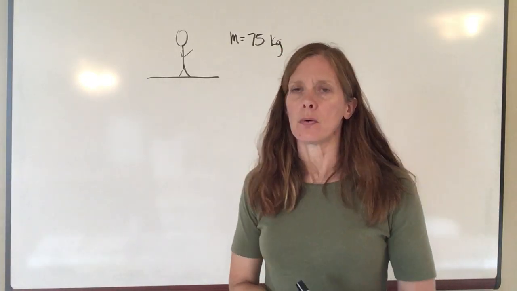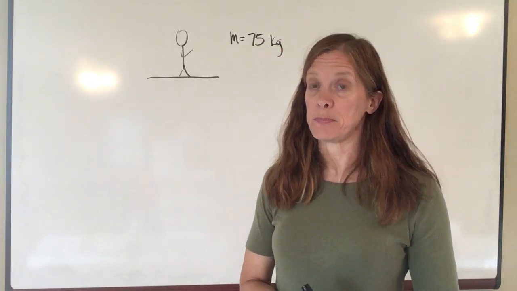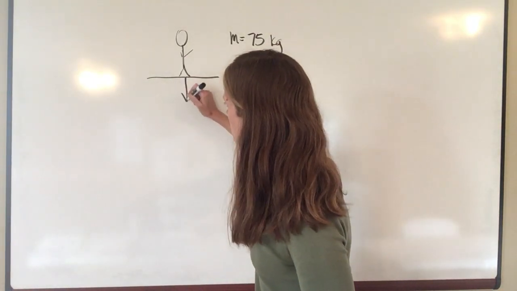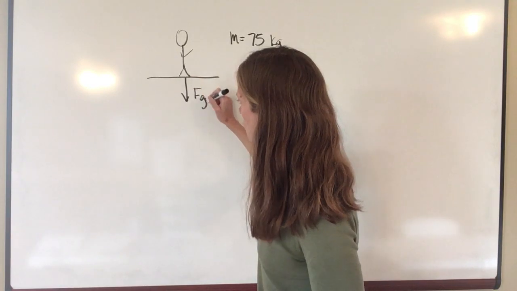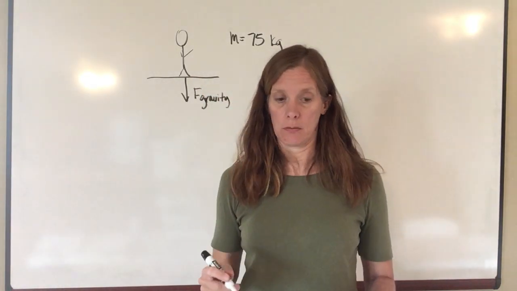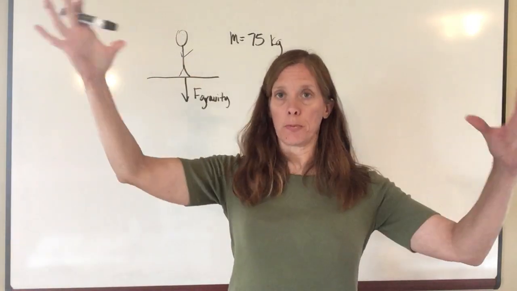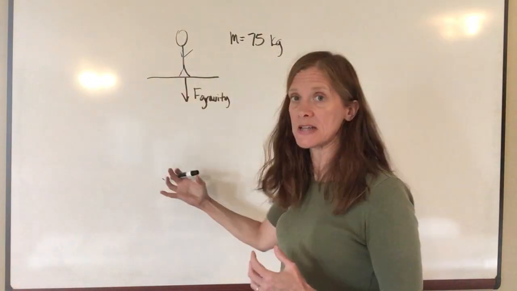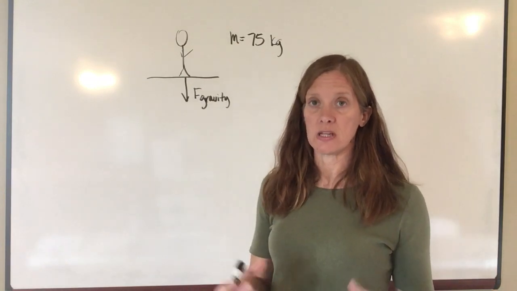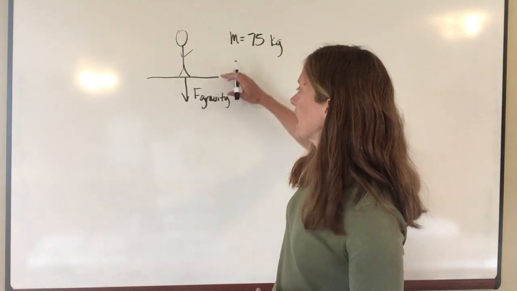Now, we also know that because he's on the earth, he is being acted upon by gravity. Gravity is pulling him down. He's standing on the floor. He's not floating up around the room, right? So we know gravity is acting on him, as gravity acts on anything that's within its range of influence.